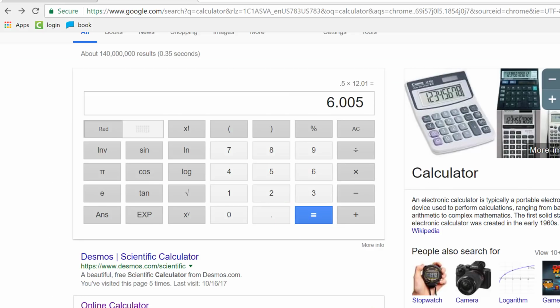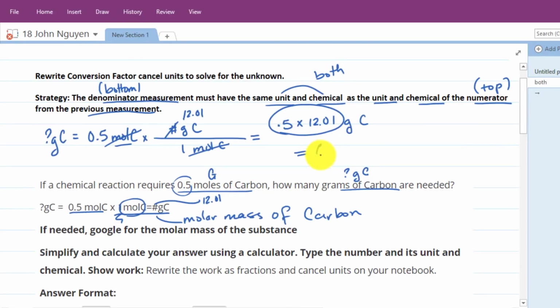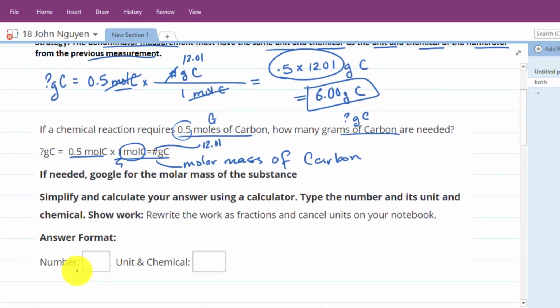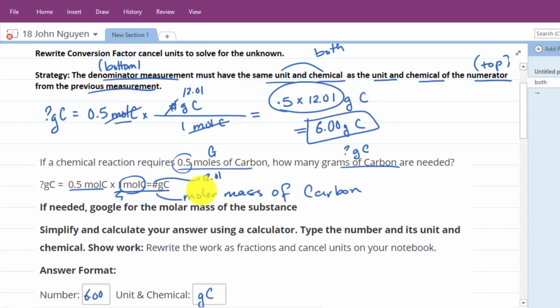Of course, I'm still going to keep 2 decimal places. In this case, we have 6.00 grams of carbon, and that is the answer. So if we go down here and we plug in our answer, I divide into 2 parts so that way you get partial credit, and the numbers will be 6.00, and the unit in this case is grams of carbon. And that's what I mean by showing your work. If I give you this flowchart, this would be your work right here.